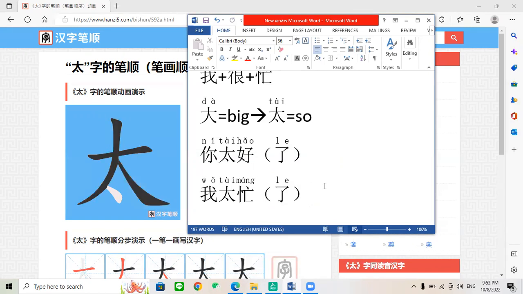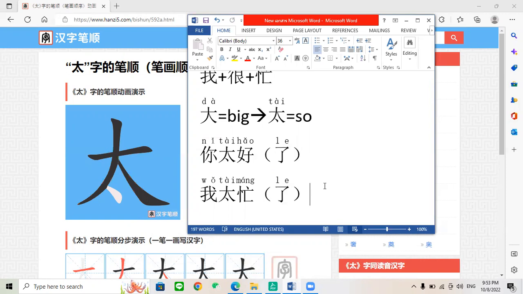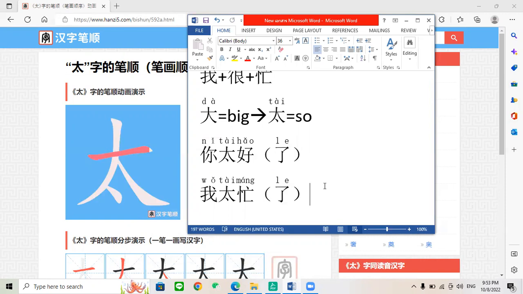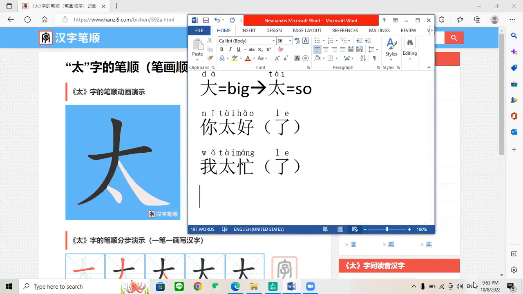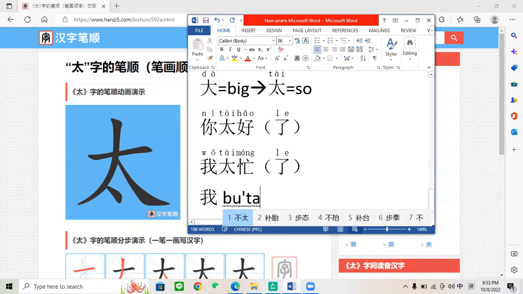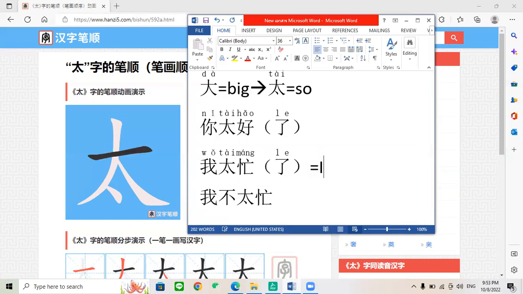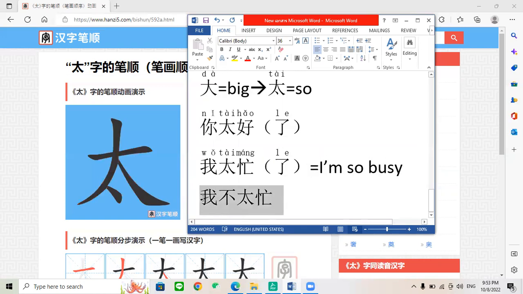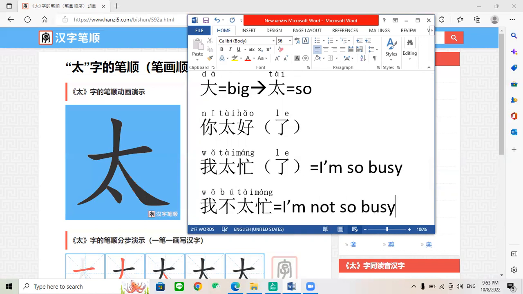This is like a negative sentence, right? Because there is a word not, 不, in the sentence. I'm not so busy, or I'm not busy. It's a negative sentence. So how do we build the negative sentence, especially when we want to show a degree or extent of the adjective 忙, right? So 我不太忙. This is the sentence we are going to make. 我不太忙, okay? 我太忙了 means I'm so busy, right? 我不太忙 means I'm not so busy, right? 我不太忙.